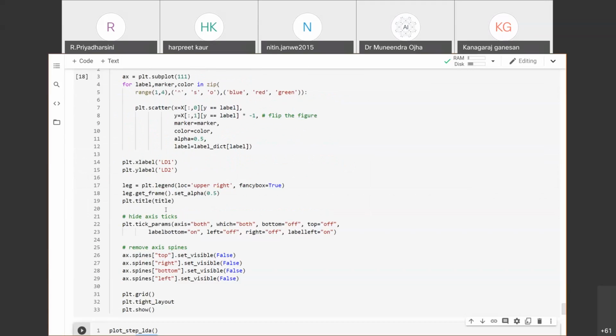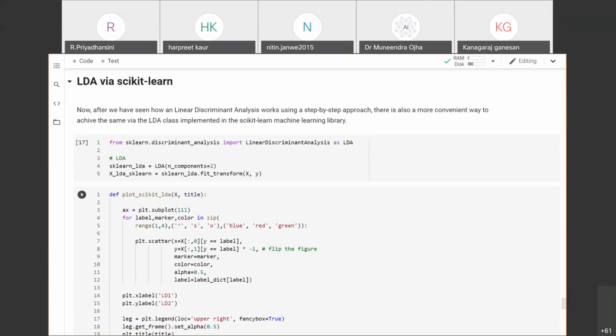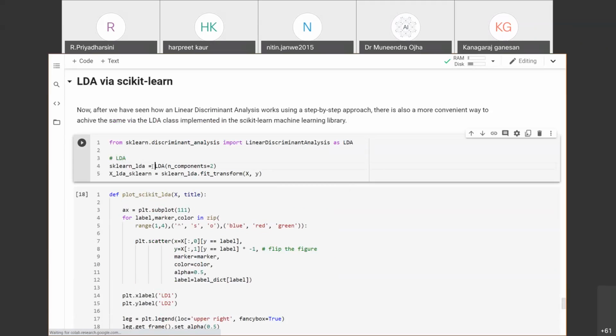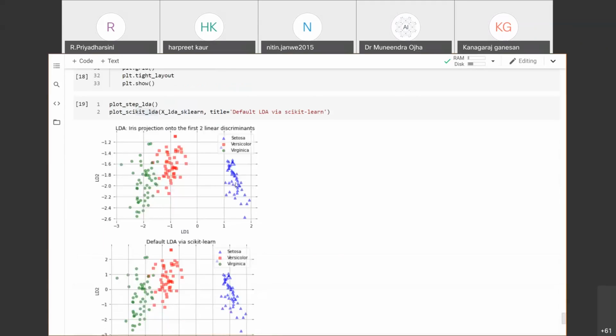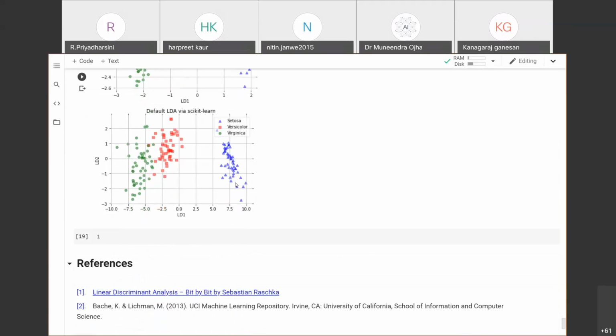Okay, LDA function. So we have this linear discriminant as LDA. This package gives you complete control over implementing LDA. So this also you can implement, and that is the end of my discussion on dimensionality reduction.